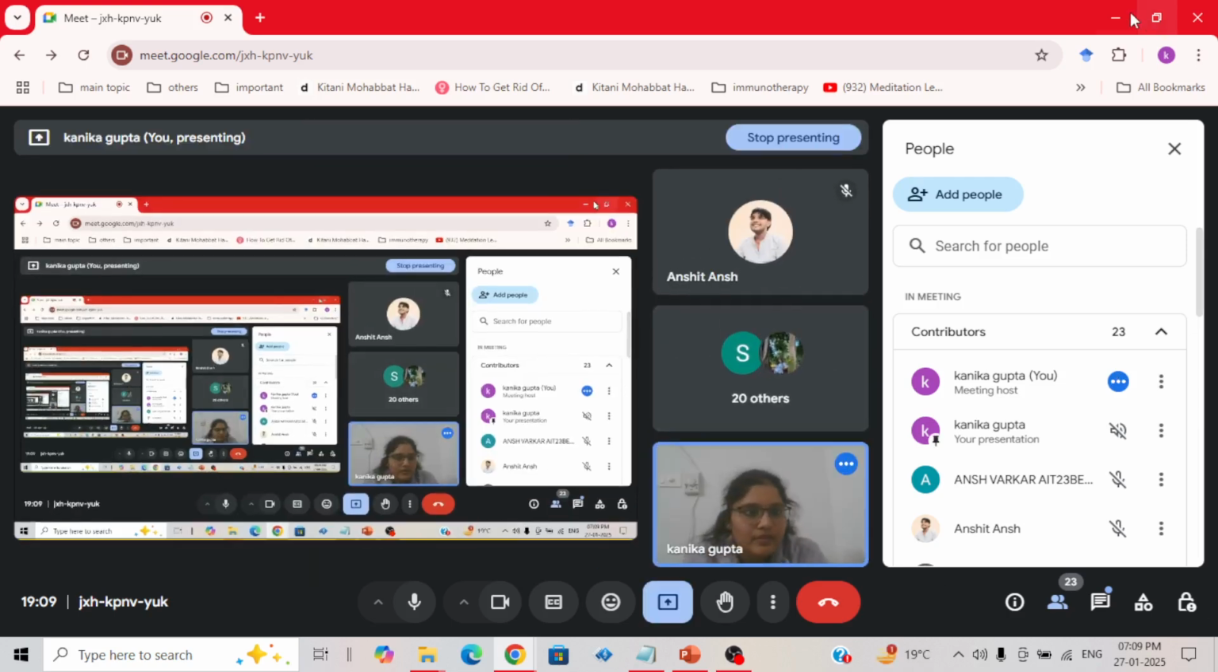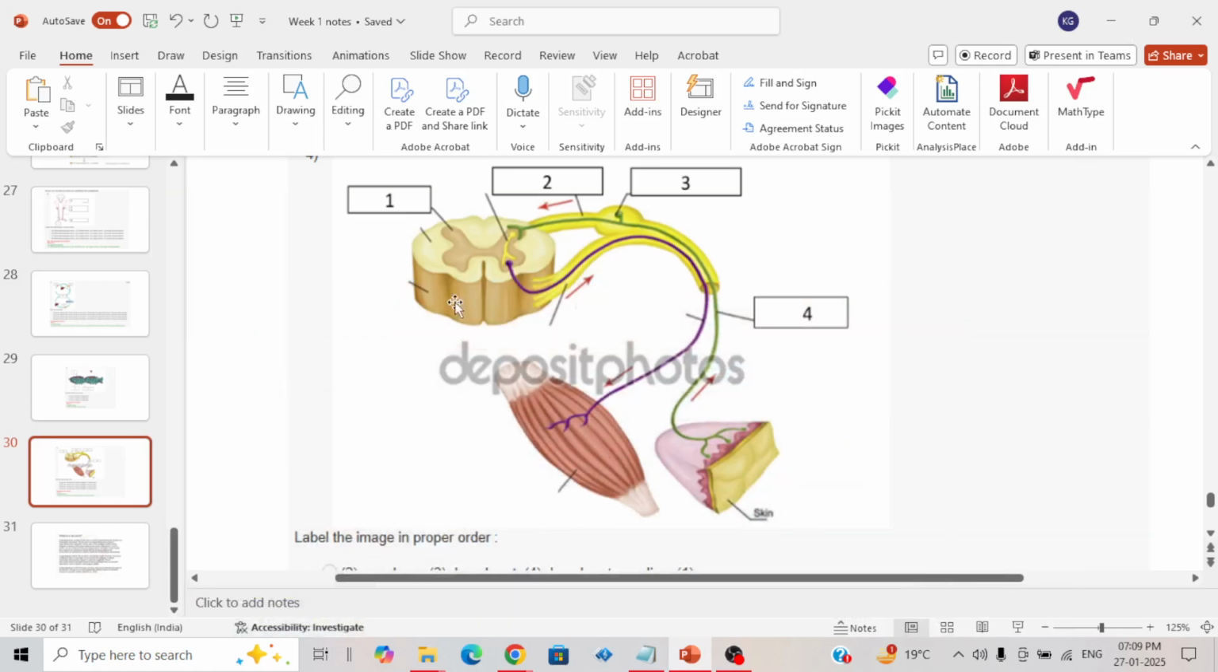So yes, again, what is this thing which is marked as one? What is this? Gray horn. This is the gray matter or gray horn of a spinal cord.